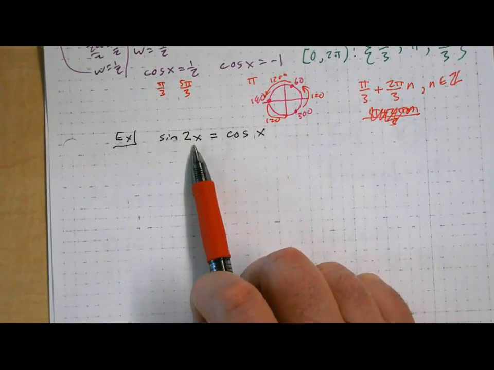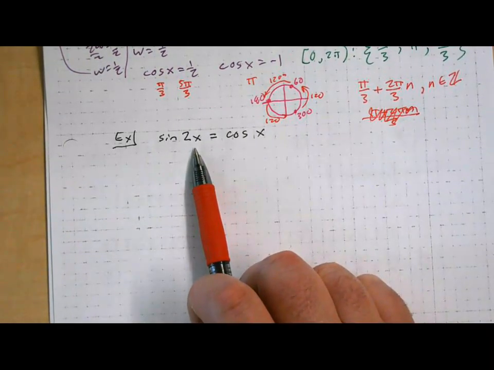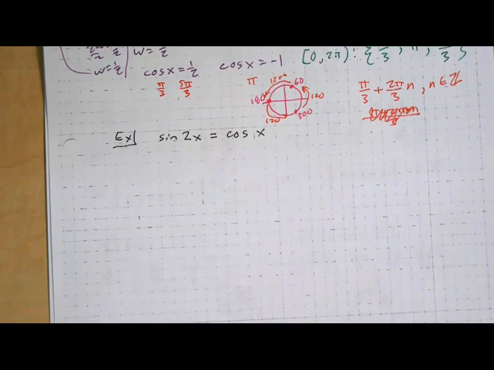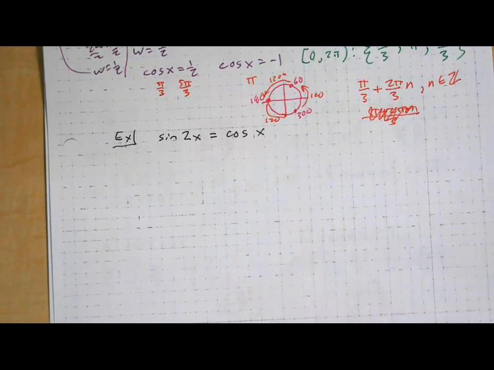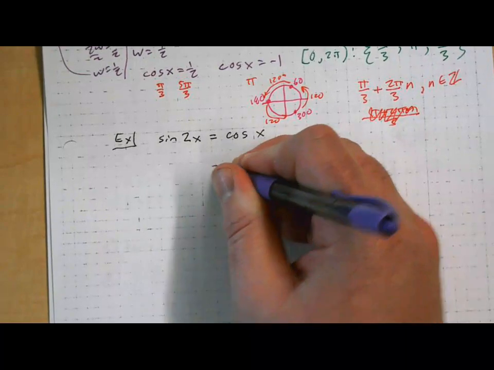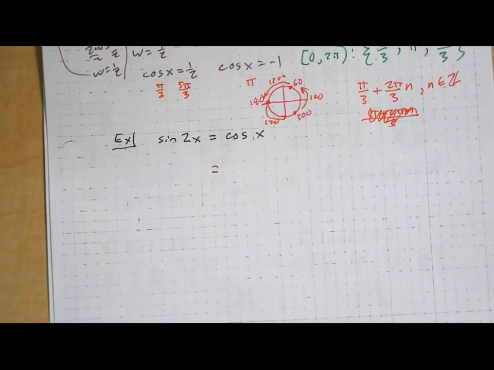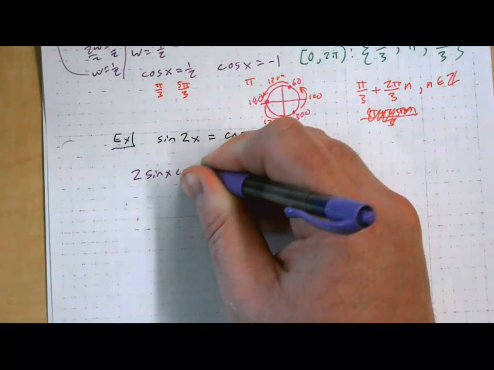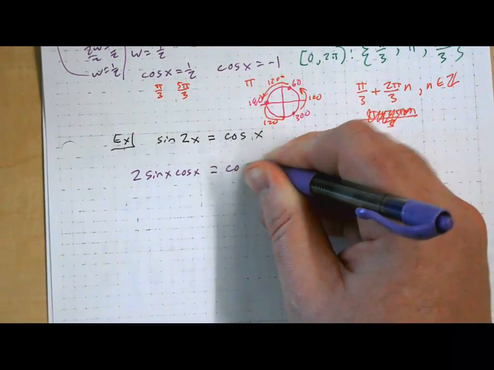We did practice with these identities on Monday. It was actually part of the same section, and there's a reason for that. Now, this is possible to do without an identity, but let's do it with the identity first. Do you guys have sine 2x memorized? It's probably the most used of the 2x ones. It's 2 sine x cosine x equals cosine x.